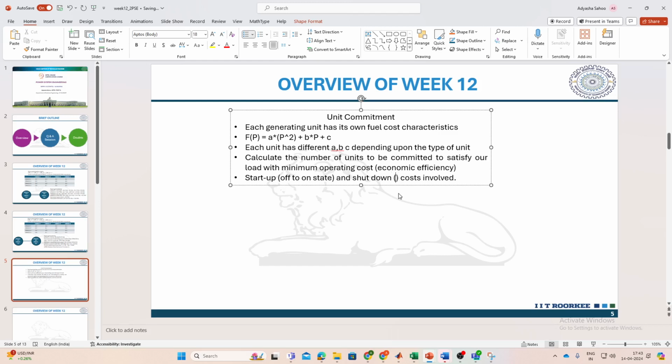Similarly, shutdown cost will be involved when you are switching from on to off. Basically, when you are switching off a power plant which was previously on. So previously it was on and now you are switching it off, so for that time instant only this shutdown cost will come. So this additional cost you need to consider while calculating the operating cost in unit commitment. Apart from this, there are other constraints.